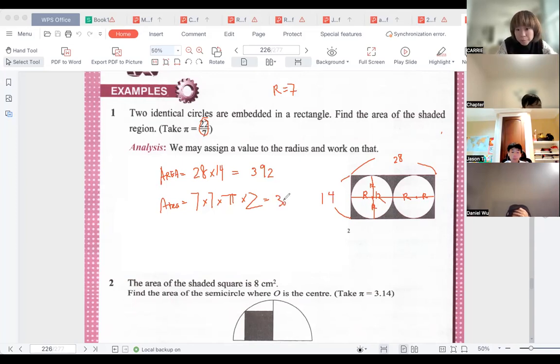So what is the area of the shaded part? 392 minus 308 equals 84. Get it, everybody?